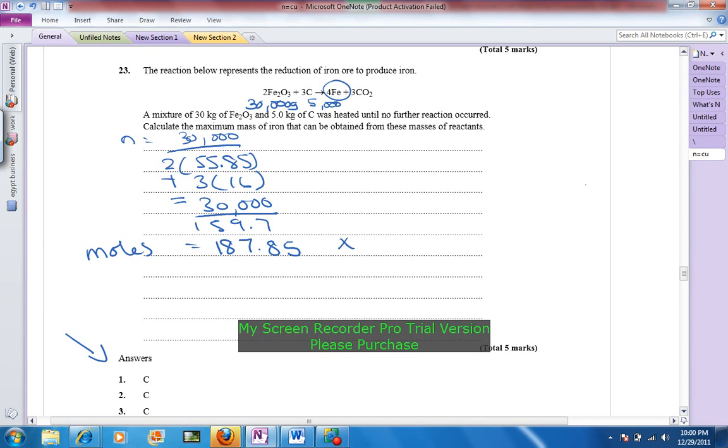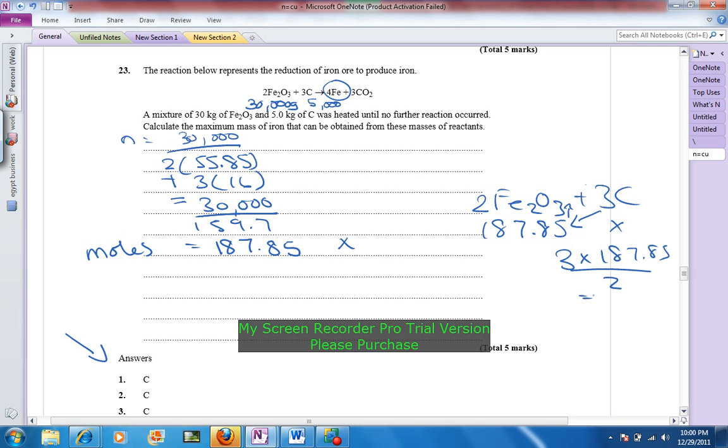Remember, you have 2 moles of Fe2O3 plus 3 moles of carbon. 187.85, this is the reason I do this. You take this, times it by this, divide it this way. So 3 times 187.85 divided by 2. Your answer should be 281.78. Okay? So this is the number of moles here.